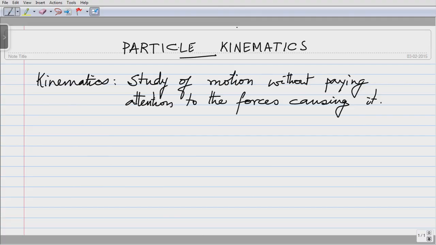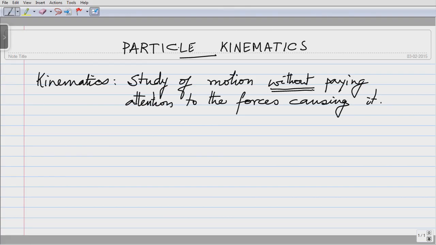The first step in understanding motion is to study motion in the context of how it actually happens. Then comes the idea of a force that causes the motion. So, we will progress in that same logical fashion. We will start by analyzing motion, and the study of motion is what we refer to as kinematics. So, we will begin our discussion of kinematics with particle kinematics, and for the sake of completeness, kinematics is the study of motion without paying attention to the forces causing it.